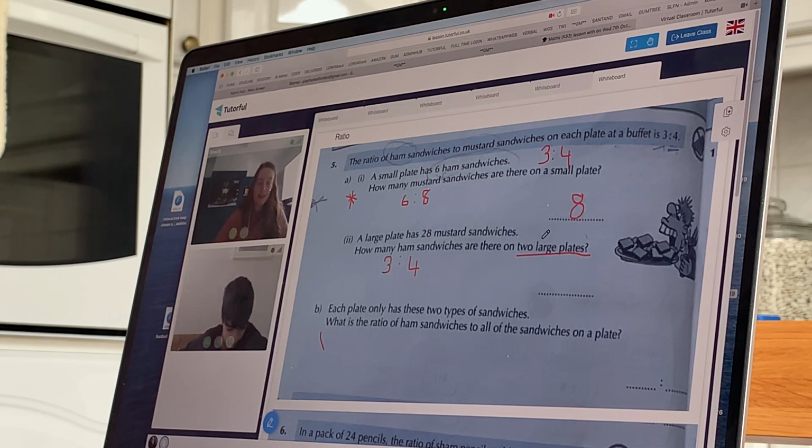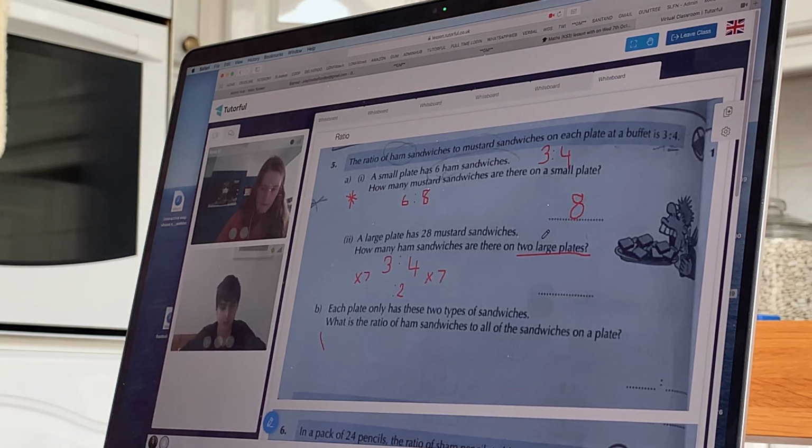Yeah, brilliant. Really good. Because they switched from 4 multiplied by 7 is 28. So that means if you do 3 multiplied by 7, it will become 21. Yeah, brilliant. And then there's a little bit of a trick in this question because it says how many ham sandwiches, I've highlighted it there, are on 2 large plates. So would you have to double 21? That would be 42. Which would be 42. Yeah, brilliant. Really, really good.